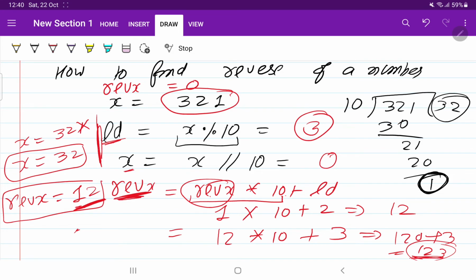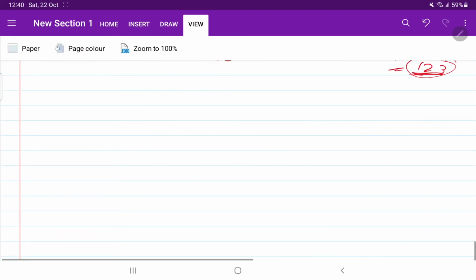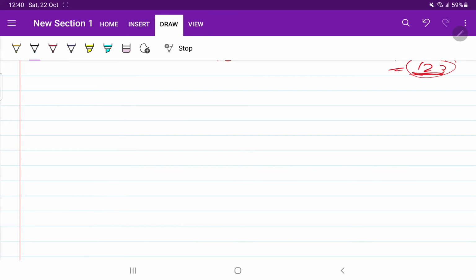Okay, so you got the logic of what we have done. First of all, we calculated the last digit. Then we removed the last digit. Then we added the last digit to the variable reverse x by this concept: reverse x multiplied by 10 plus last digit. Okay, so the same thing you have to write in the form of code. Then we can get our solution.